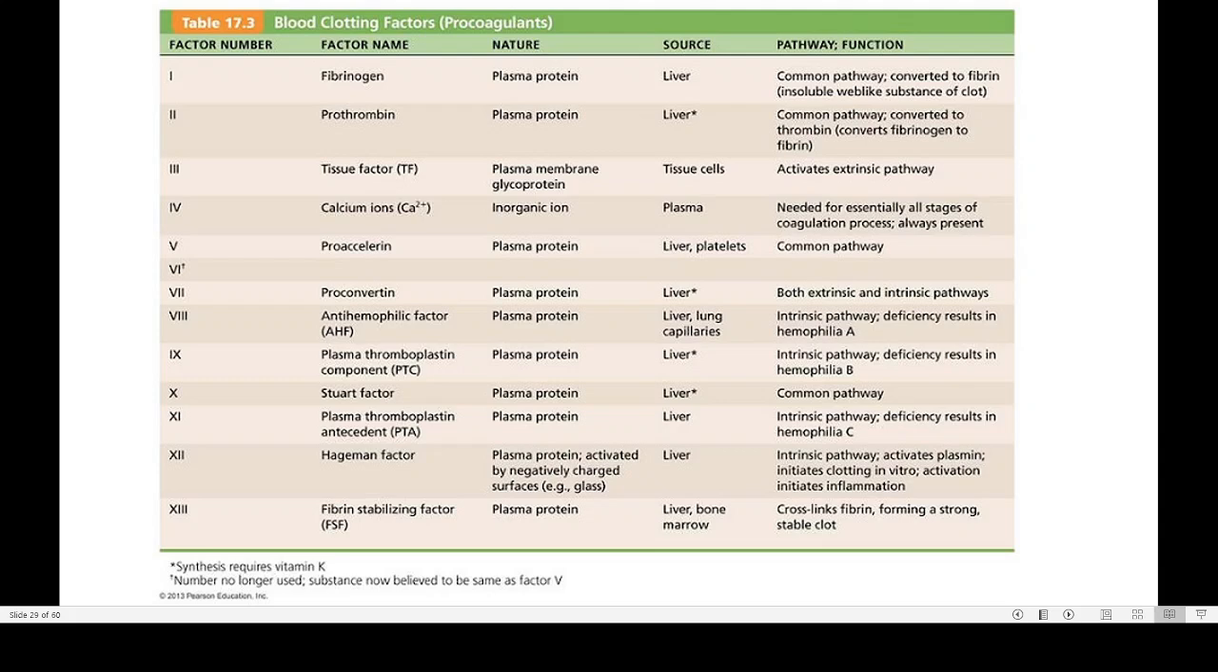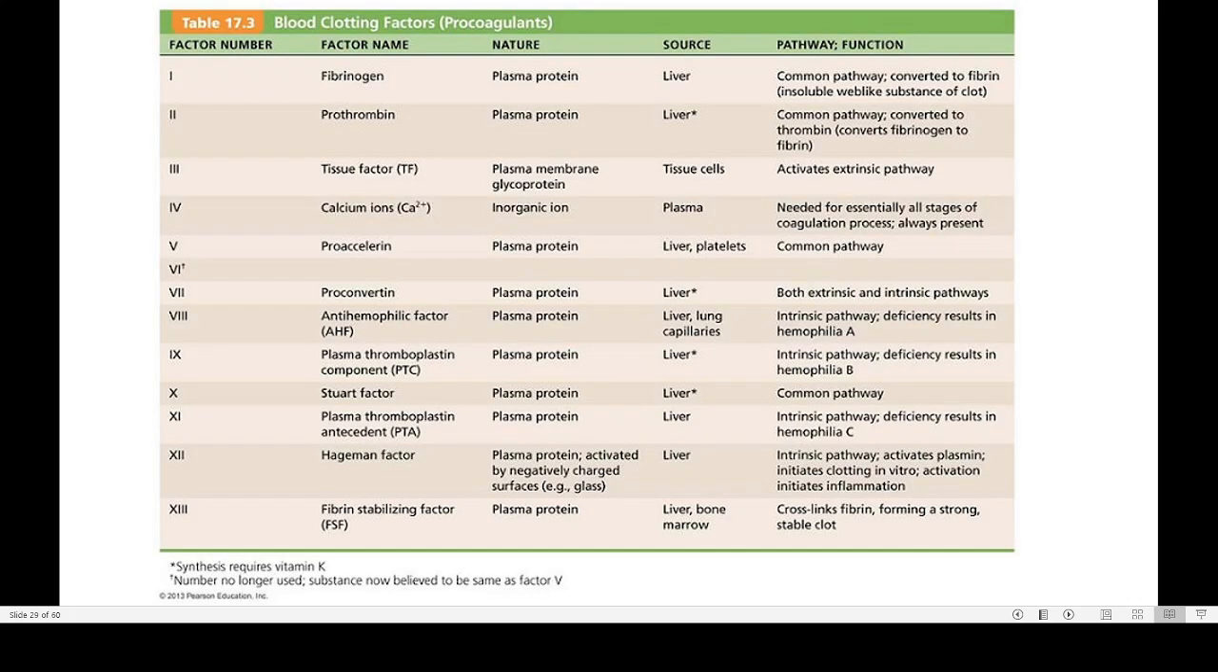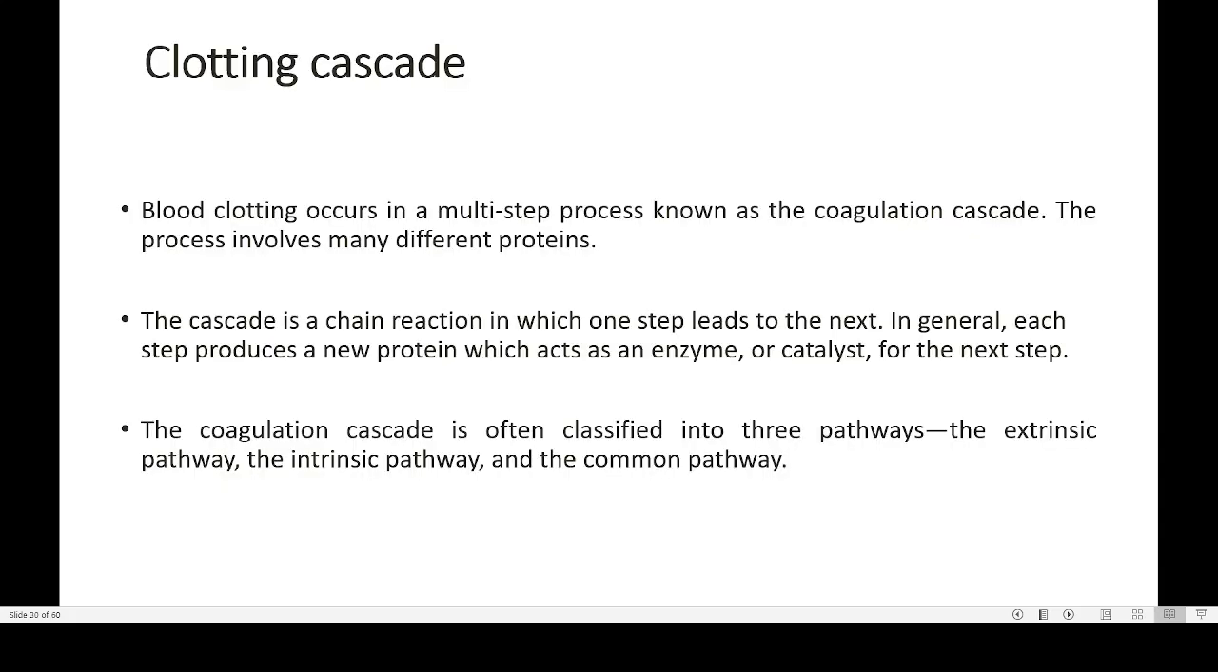So these are the four factors which are involved in the last pathway. So there are three pathways. One is caused by external injury, the other due to internal irritation, and that will be known as the intrinsic pathway. But both are moving to the one common pathway. In that common pathway, these are the important steps. The most important step is the conversion of fibrinogen into fibrin. That is the end effect of all this pathway.